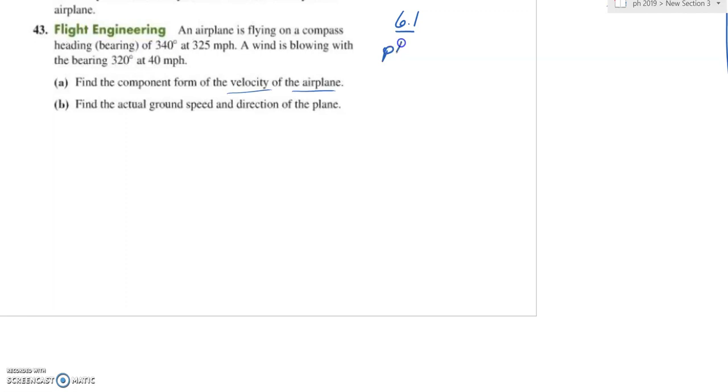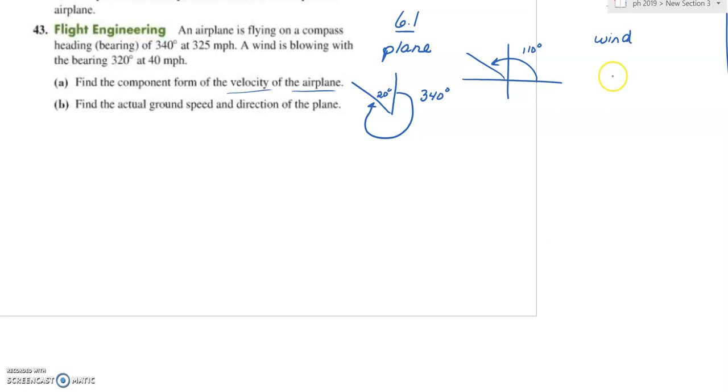So what I want you to think about is if you have a plane, and the plane is flying at a bearing of 340 degrees. If I change that to an angle in standard position, that would be 110. And now we have a wind. The wind is blowing with a bearing of 320 degrees. So if I think about that as an angle in standard position, I end up with 130 degree angle.